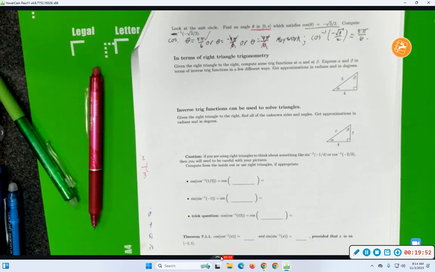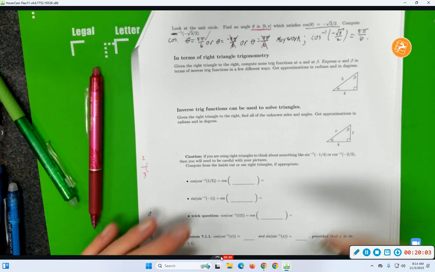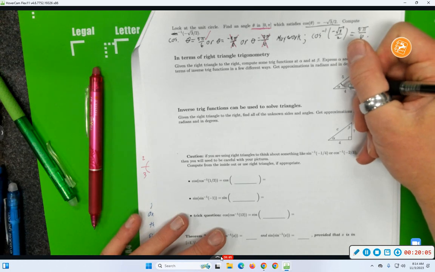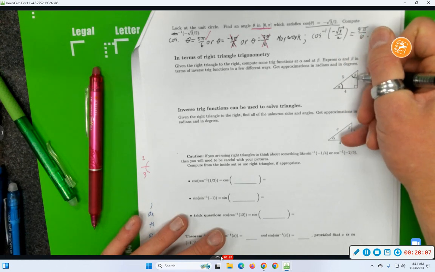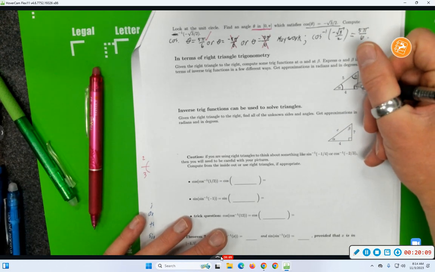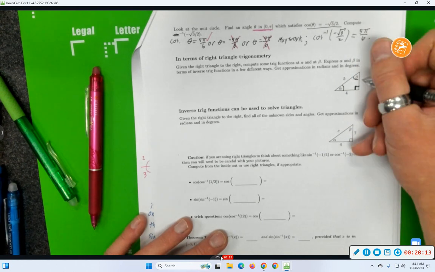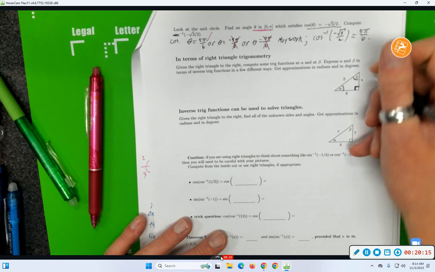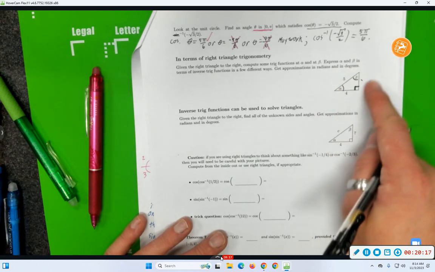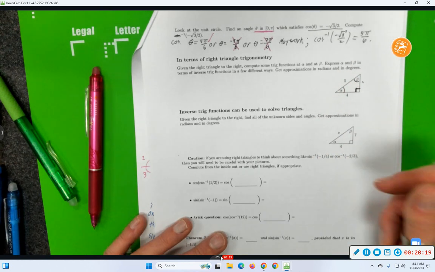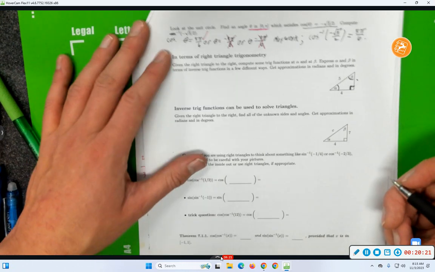All right, so we've talked about inverse trig functions in terms of the unit circle, let's also talk about right triangle trigonometry. So let's try to do this. There's an angle alpha. There's an angle beta. This is a right triangle. It's a 3, 4, 5 right triangle. Let's determine trig functions to find out what these angles alpha and beta are.